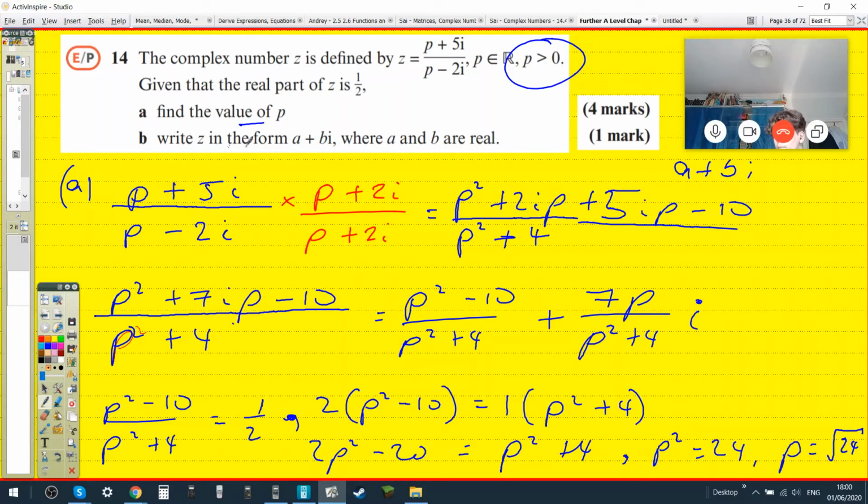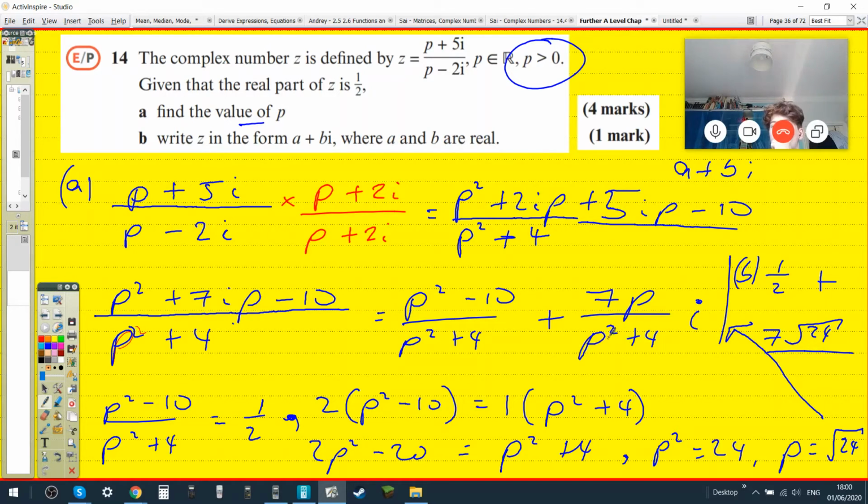Okay, and then write z in this form. How would you then write z? So we found p, so we're just substituting p and then doing the big multiplication again. Yeah, you would just sub it in there. And so we know that the real part is a half. So it'd be a half plus 7p, which is 7 root 24 over root 24 squared, which is 24 plus 4, 28i.